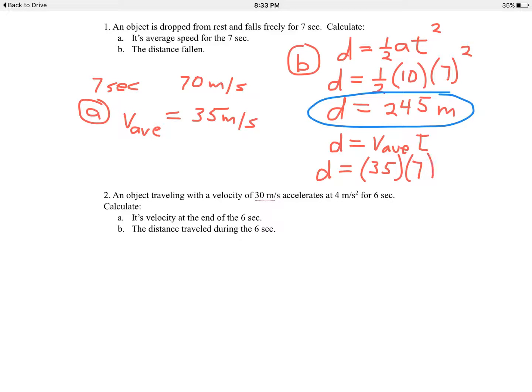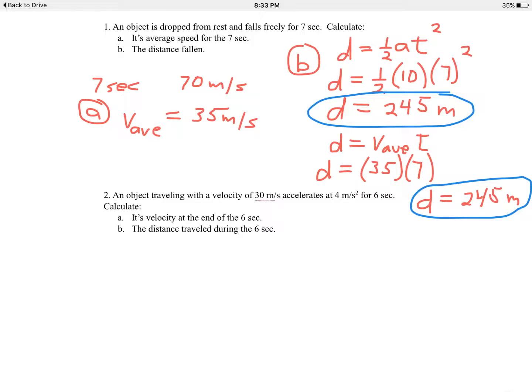Times 7, which is quite a different looking equation than the one at the top here, d equals 1/2 at squared. But indeed, if you take 7 times 35, you do get that d, the distance, is 245 meters. That has to be consistent. It is the same answer. If it's not the same answer, we have a problem. Just another way to do the problem. You don't need to do it both ways.